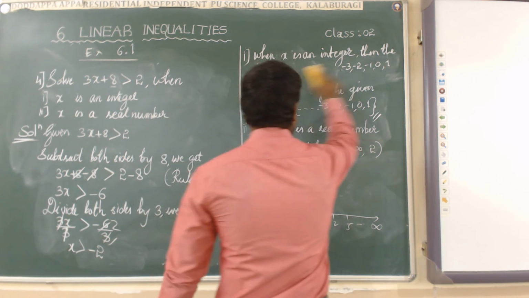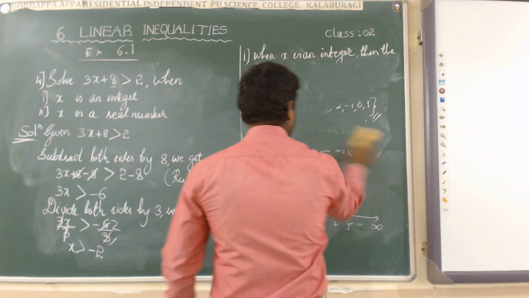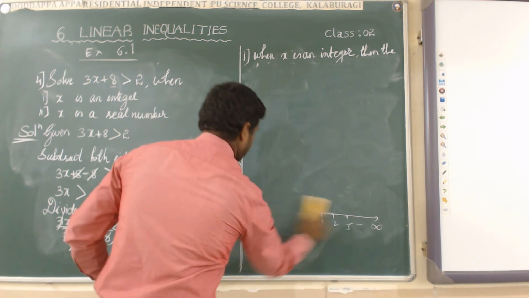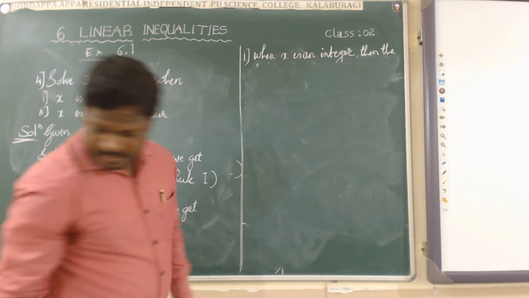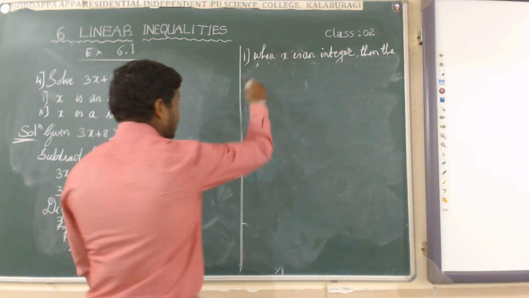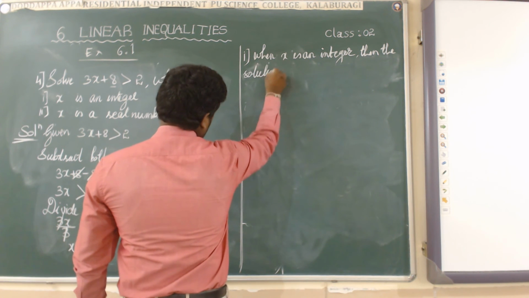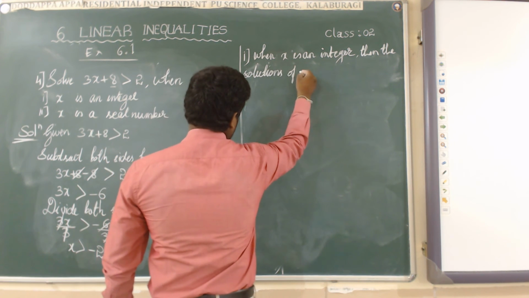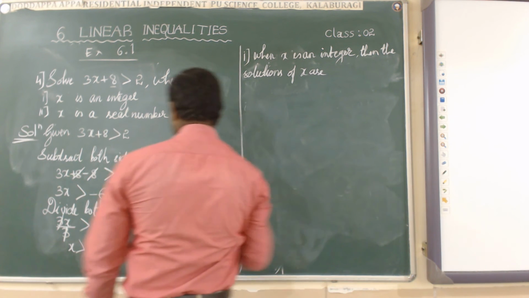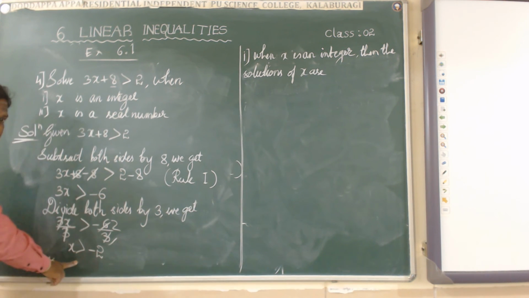When x is an integer, then the solutions of x are, see here, this last statement of the inequality. What is the procedure of reading this given statement? x is more than -2.